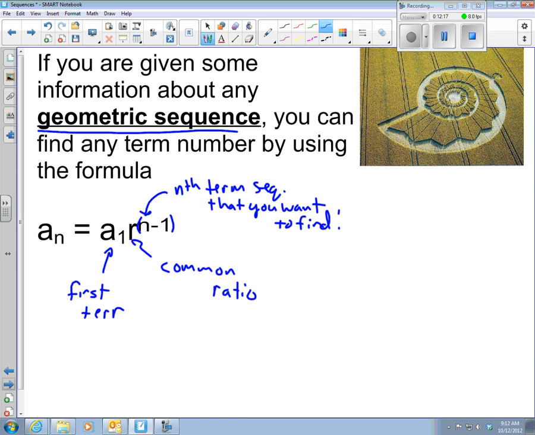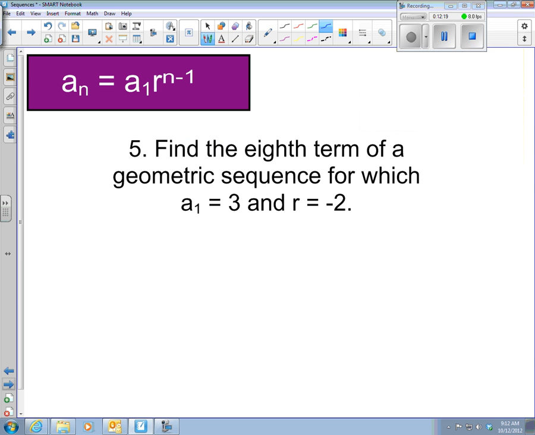Okay, so we're going to flip it back over now to number 5 here. It says find the 8th term of the geometric sequence for which a sub 1 is 3. They're just telling you it's 3, and r equals negative 2. And the key is they want you to find the 8th term. So right here, n equals 8. a sub 1 is my first term, and my common ratio r is negative 2.